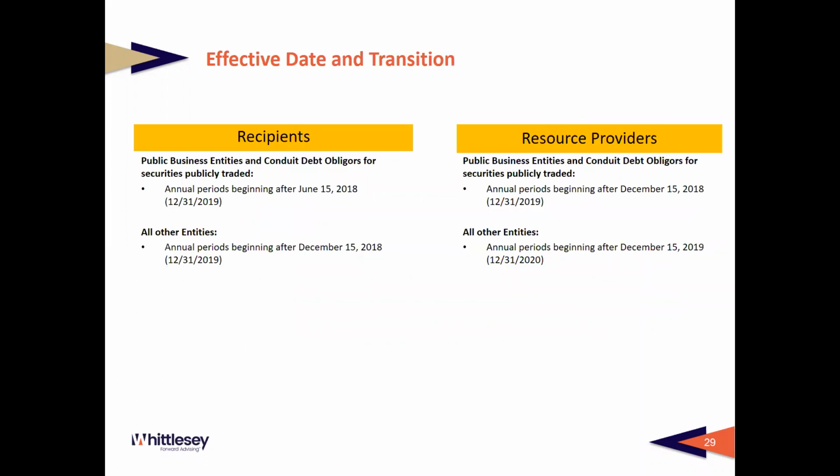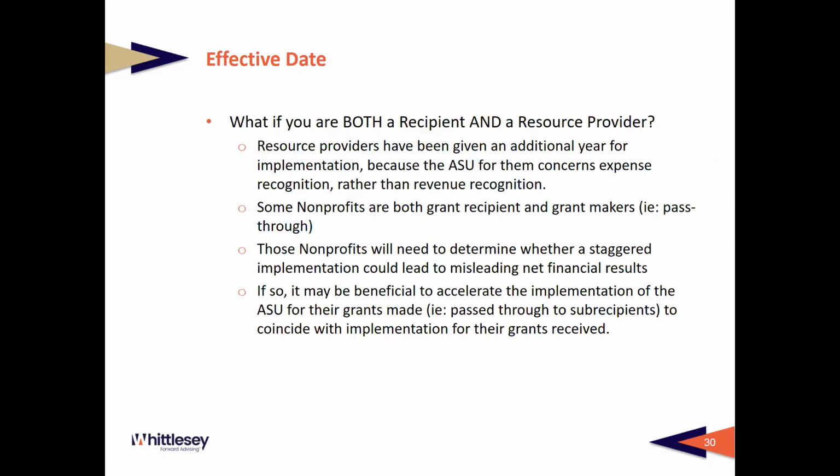So again, just jumping back to the prior slide. Resource providers, again, because it involves expenses, actually get an extra year. So recipients have to apply it this year, December 31st, 2019, but resource providers technically don't need to apply it until next year, which would be 2020. But again, if you're both, you may want to go ahead and adopt the new standard for 2019.